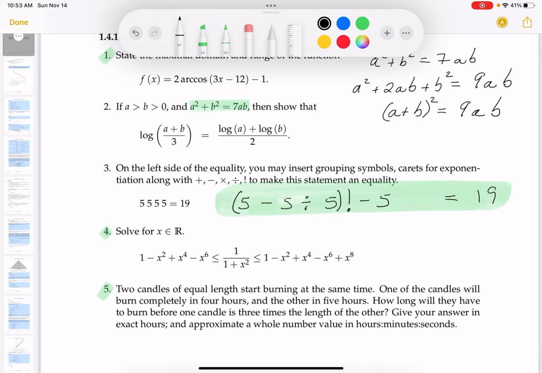Now what I'm going to do is take the log of both sides. So log of (A plus B) squared would equal the log of 9AB. You know what? This may not lead to what we want, but I'm going to give it a shot. I'm seeing something now, at least.